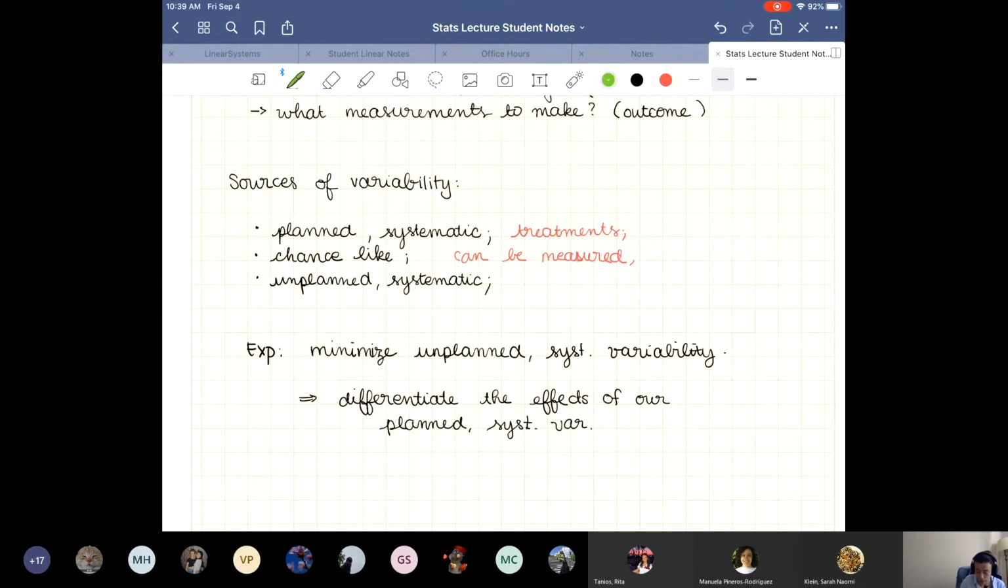And the star of experiments is really random assignment. The reason for that is that through random assignment, we are trying to ensure that we can measure chance-like variability, and we are evening out the unplanned systematic variability. So I am trying to even out the level, the playing ground between the different groups that I'm comparing.